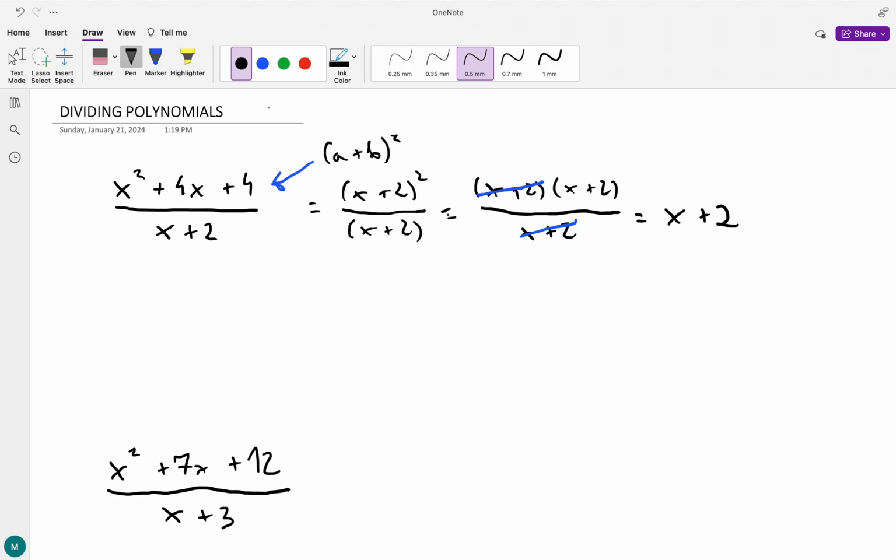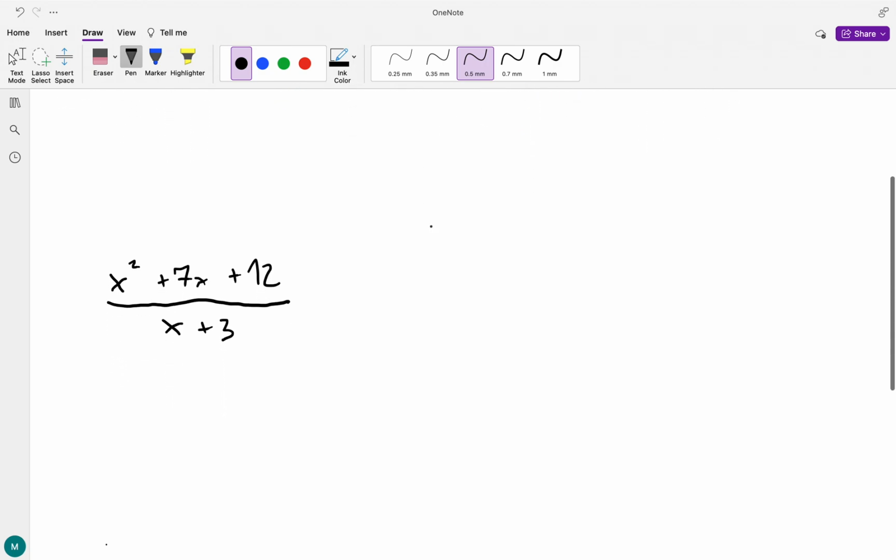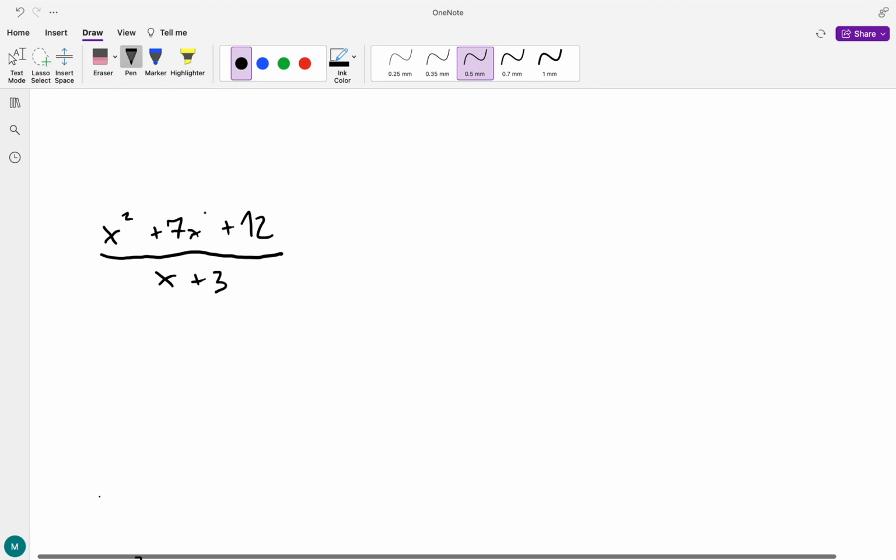Okay, so in this case, we were working with a perfect square, which is fairly simple to factor out and fairly simple to break it down into simpler components. But that won't always be the case. Here, in the second example, we do not have a perfect square. So we are going to use the AC method.